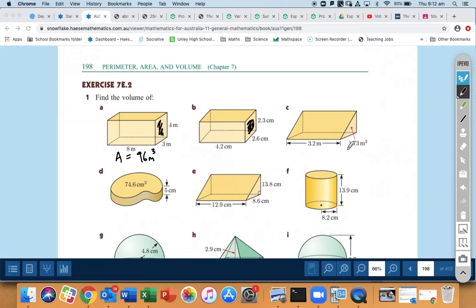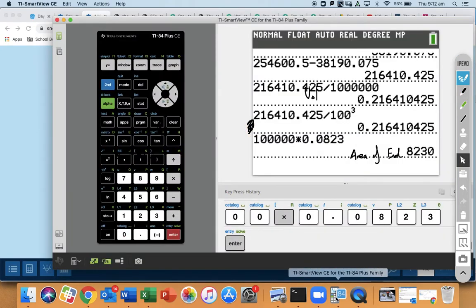Now they've given us the area. I know it's an area because they've shaded it and because it says meters squared, right? So I know that I have the area of the end. To work out the volume of this triangular prism, I'd need to just take that area, times it by 3.2. Right, so it's 1.73 times 3.2. You need a calculator for that, I imagine.